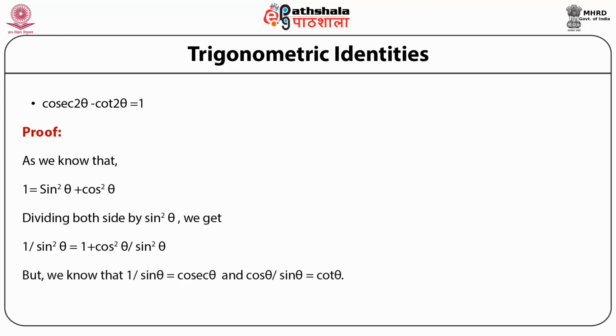But we already know that 1 over sine theta is equal to cosecant theta, and cos theta by sine theta is cotangent theta or cot theta. Therefore, we can write comfortably as cosecant squared theta is equal to 1 plus cot squared theta, or cosecant squared theta minus cot squared theta is equal to 1.